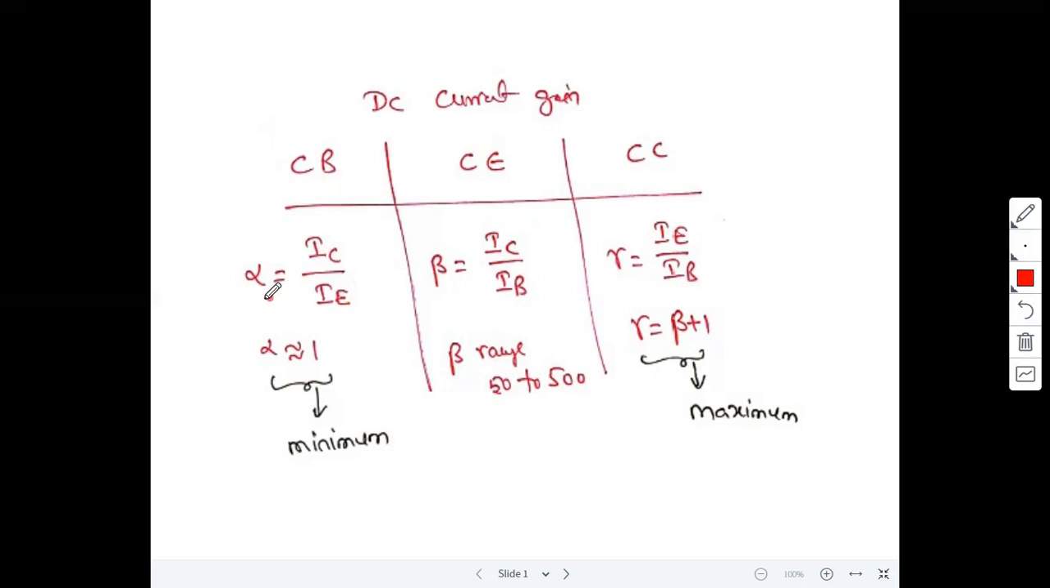In CB configuration, alpha is equal to IC by IE, and alpha is approximately equal to 1. If you neglect the base current, the maximum alpha is equal to 1. In CE configuration, the current gain beta is equal to IC by IB, with a beta range of 50 to 500. And in CC configuration, gamma is equal to IE by IB, and gamma is equal to beta plus 1.